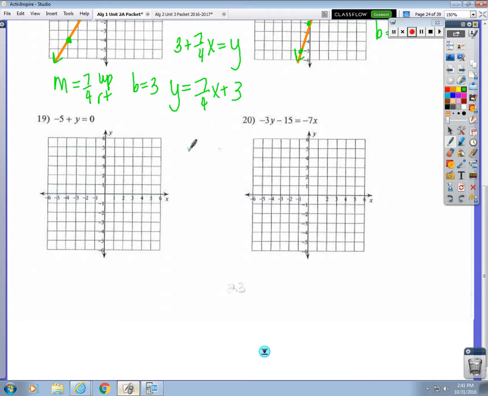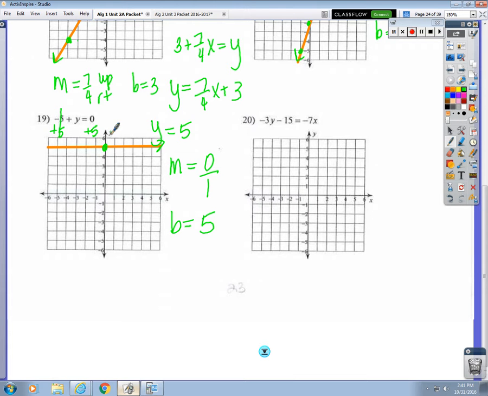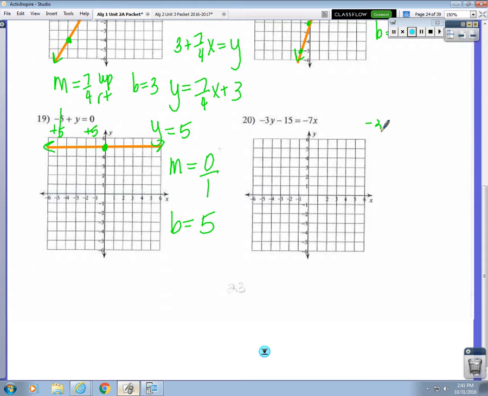For this one, you would have just added the 5 to the other side, because that's your b, that's your y-intercept, and you end up with y equals 5. So, what's the m? 0. What's the b? 5. So what kind of line is this going to make? Horizontal. Yeah. Lines with 0 slope have 0 steepness. That's horizontal lines. Okay, for number 20, we have negative 3y minus 15 equals negative 7x.